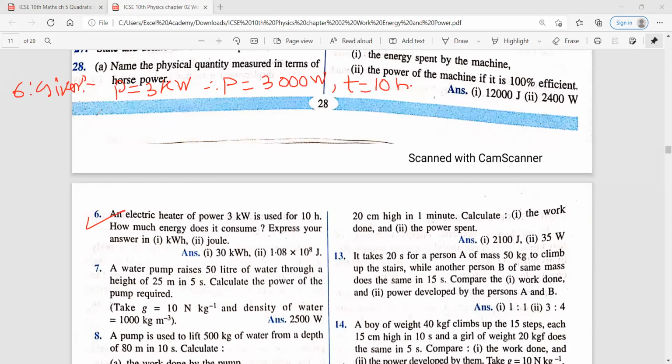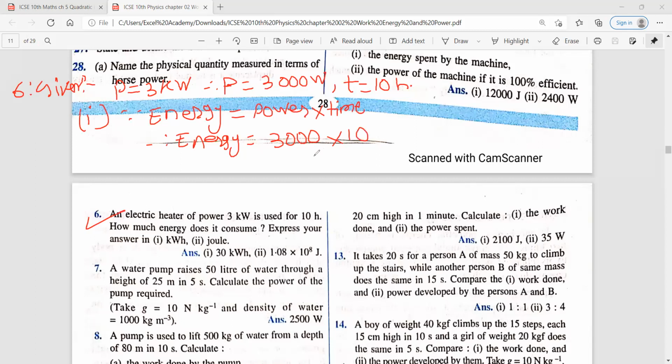First, we will do it in kilowatt hour. Since energy is equal to power multiplied by time, correct? Therefore, energy is equal to 3000 multiplied by 10.